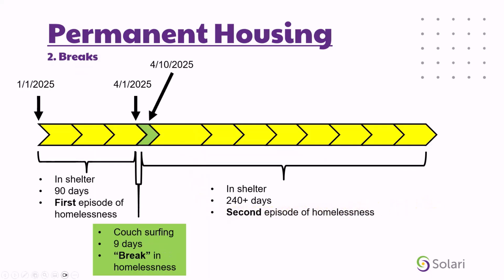So as you can see, this is still a first episode of homelessness continued. Now in this scenario, it's very similar, and it's even more similar in terms of view. The timeline is almost identical. The only difference is this green section is a little bit longer and represents 9 days where the client was staying with their brother. So again, the client's staying in shelter for 90 days between January 1st and April 1st. In this instance, instead of staying with their brother for 4 days, they stay with their brother for 9 days. And per HUD's definition, a break is 7 days or more in a permanent housing situation. So this is no longer considered one continuous episode of homelessness. This second set of yellow now becomes the client's second episode of homelessness.